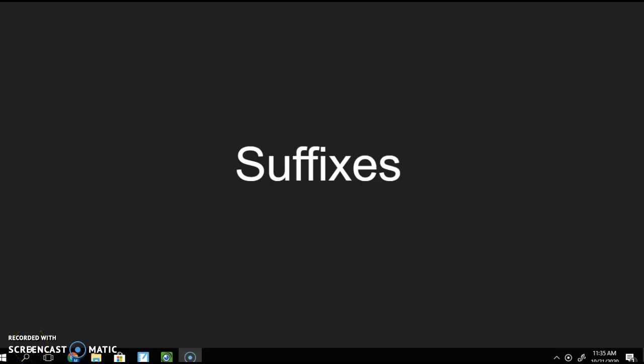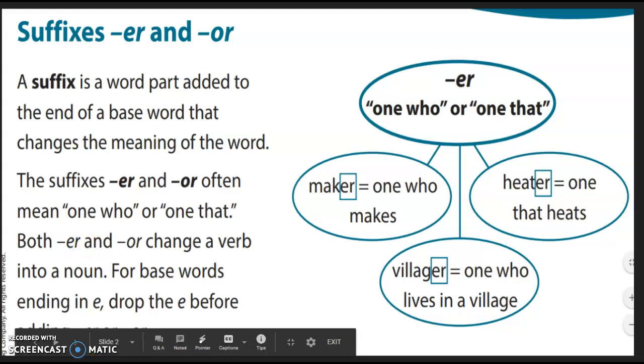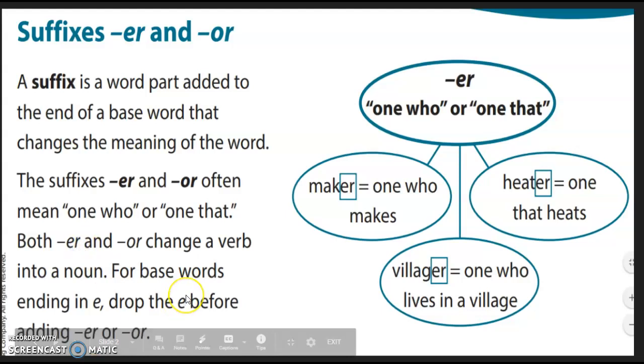Third graders, I know that you've talked about prefixes in the past, which are parts of a word that go at the beginning of a base word. And I believe you've talked some about suffixes in the past, which are parts of a word that go at the end of a base word. Today we're going to look at two specific suffixes. We're looking at the suffixes ER and OR.